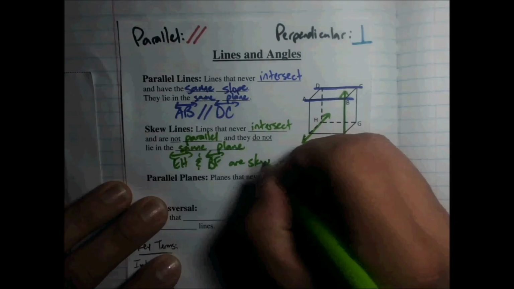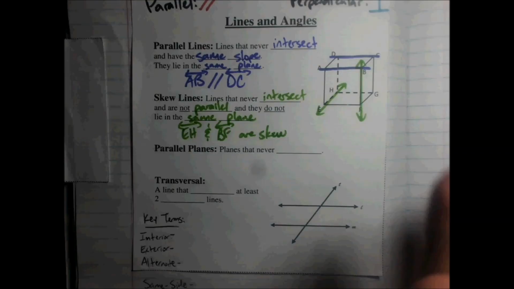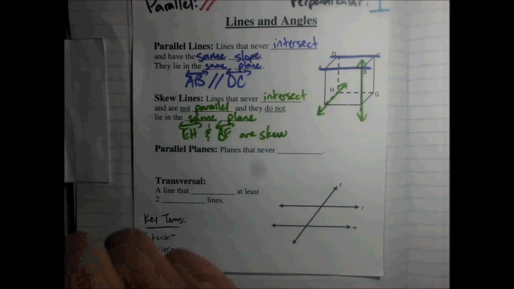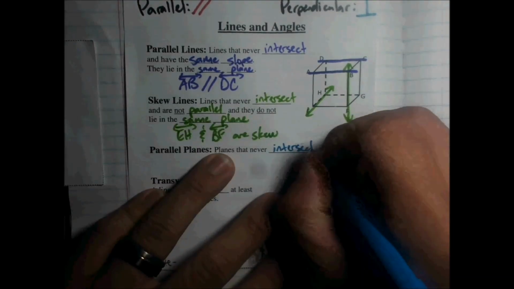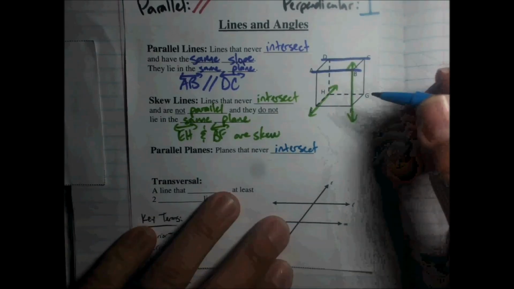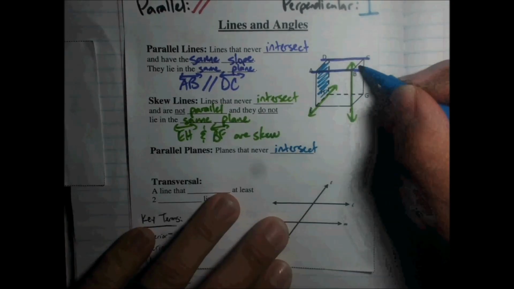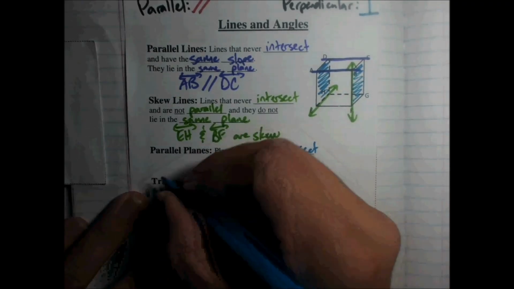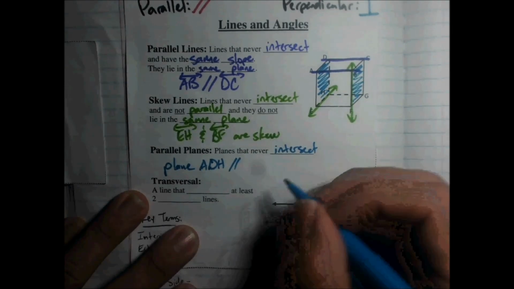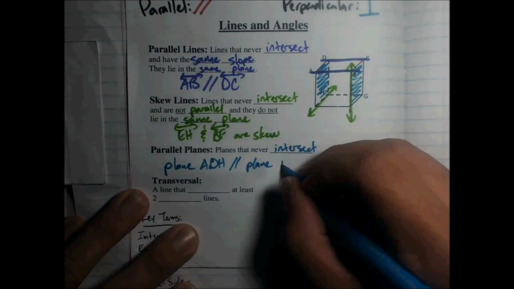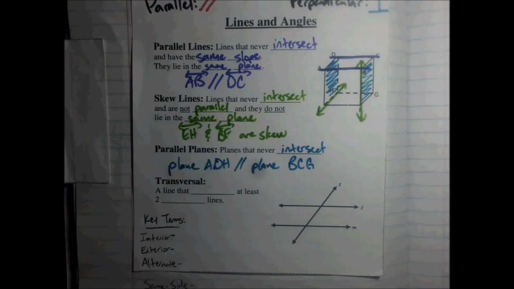Planes. This one's pretty straightforward too. Parallel planes are just planes that never intersect. You can just pick any one, right? So planes are just like the sides. So we can say this plane, this side, is never going to cross this side, right? So plane ADH is parallel to the plane opposite it. Okay. Just a few things to kind of know. All right. So those are parallel lines. We'll get to perpendicular later, but parallel lines are super important, especially when it comes to transversals.